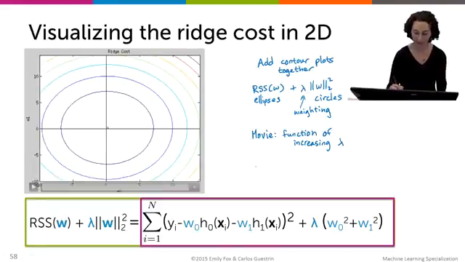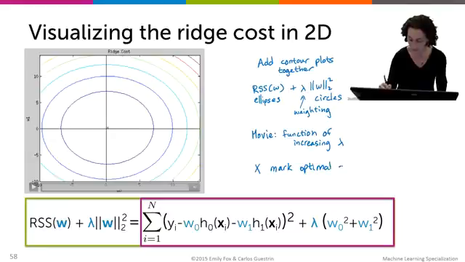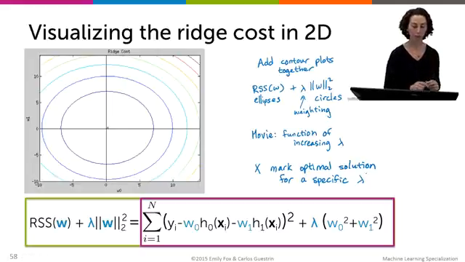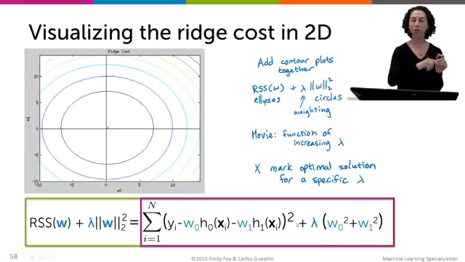But what we see, let me be clear that the x is going to mark the optimal solution for a specific lambda, and we're varying lambda, so this x is going to move. Okay, where's the x going to start? Well, when lambda is equal to 0, we're starting at our least square solution. And as lambda increases, we know that as lambda goes to infinity, the coefficients are going to shrink to 0. But let's visualize the path that it takes as we increase lambda.